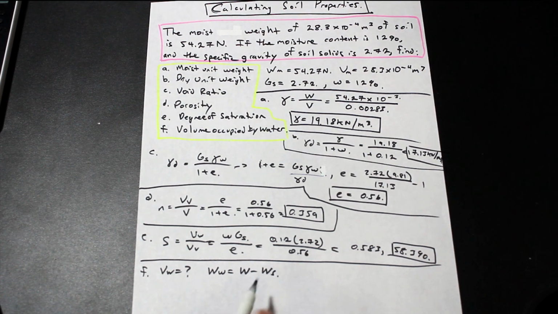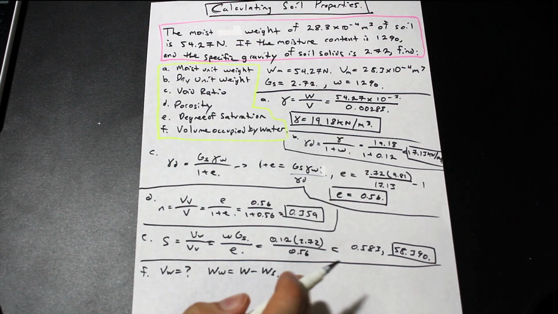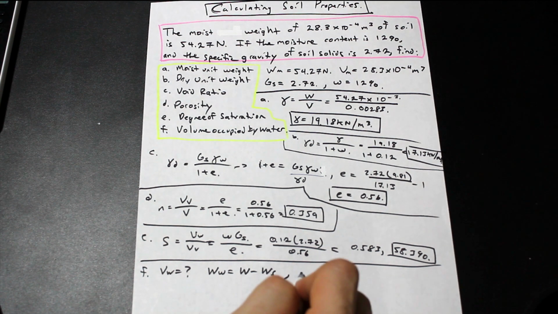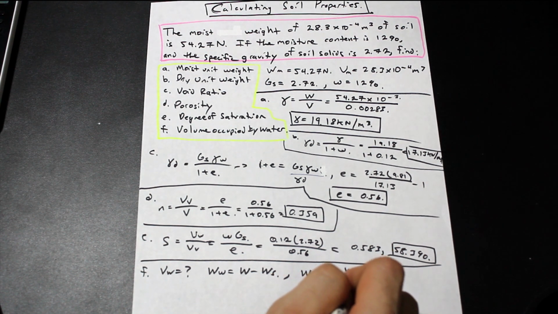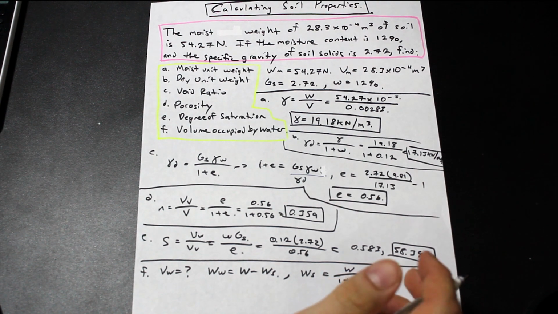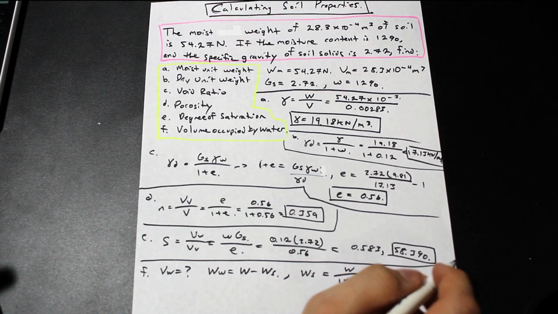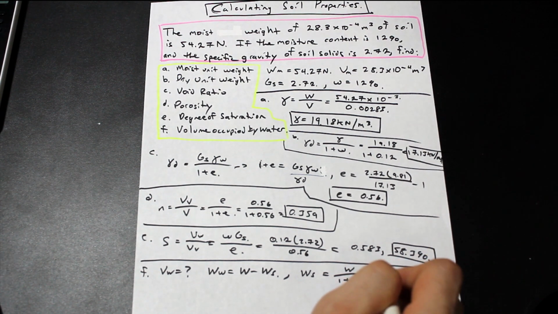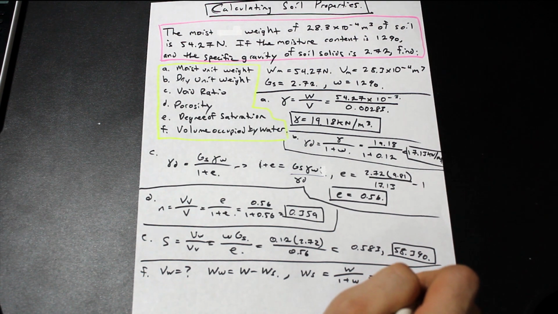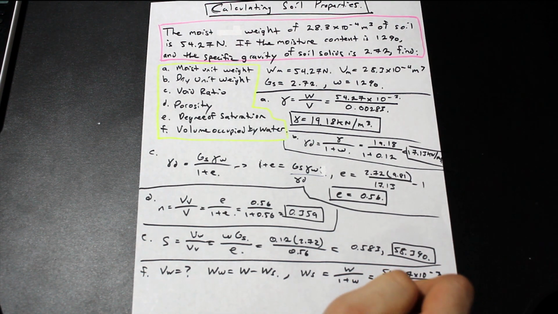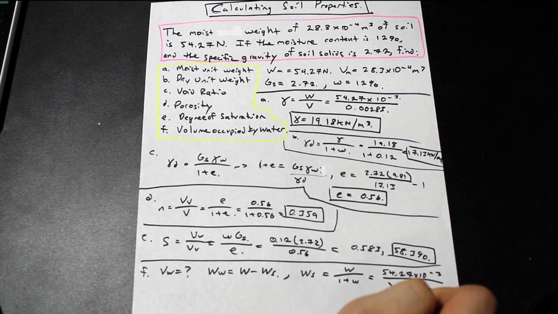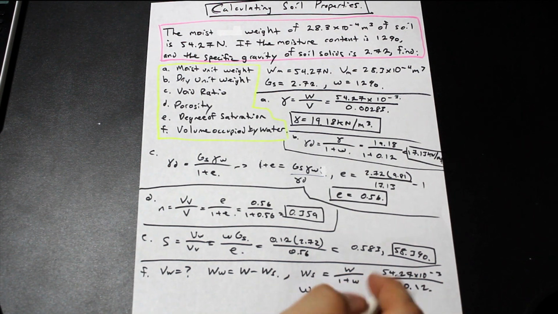So what do we have here? Well, we have total weight, but what we don't have is the weight of the solids. The way we find weight of solids is simply the total weight divided by 1 plus the water content. We divide the water content out, and that should give us the weight of just the solids. So we're going to have 54.27 times 10 to the negative 3 over 1 plus 0.12. Therefore the weight of solids is equal to 48.46 times 10 to the negative 3 kilonewton.